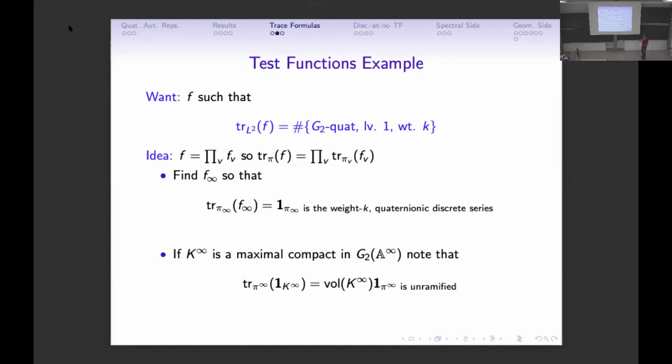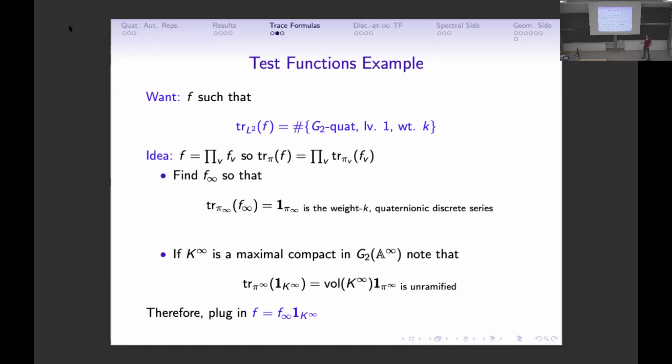And then if K away from infinity is a maximal compact in G2 away from infinity, we just note that the trace against pi away from infinity of this indicator function is just the volume times an indicator function, whether it's unramified, right? Because that subspace was necessarily one-dimensional if it exists. So this is just some elementary computation once you plug that in. So this is the test function we're going to use. We're going to find this f at infinity, and we're just going to use this f at infinity times this indicator function of this hyperspecial. So that's our test function.